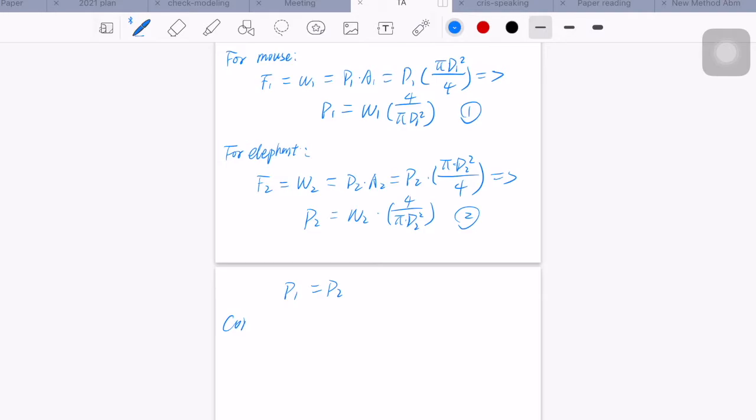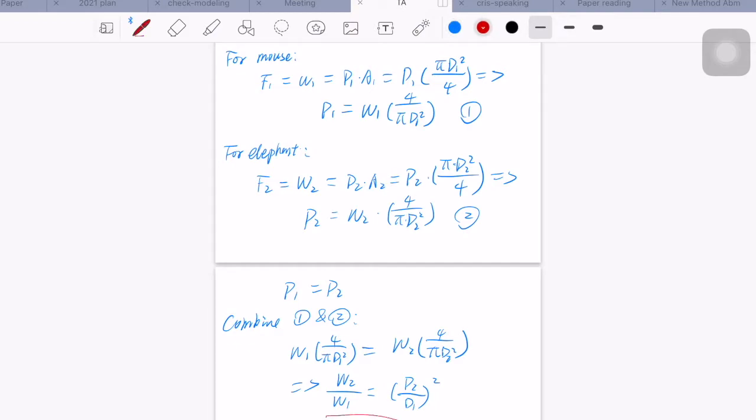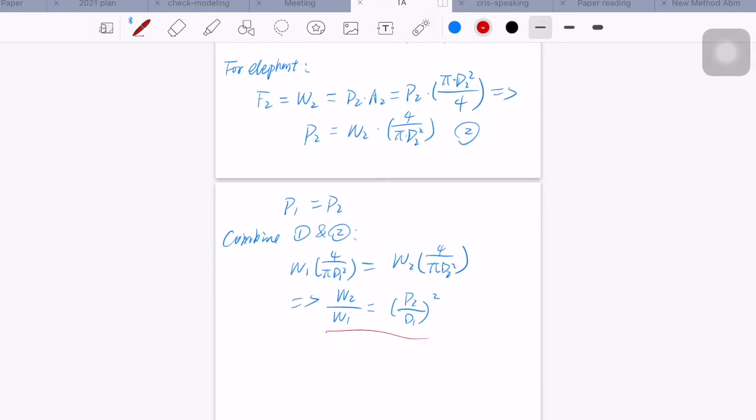Combining equation 1 and equation 2, we get that W1 times 4 over pi times D1 squared equals W2 times 4 over pi times D2 squared. And we can get that W2 over W1 equals D2 over D1 to the power of 2. So this is the algebraic equation for the mechanical advantage.